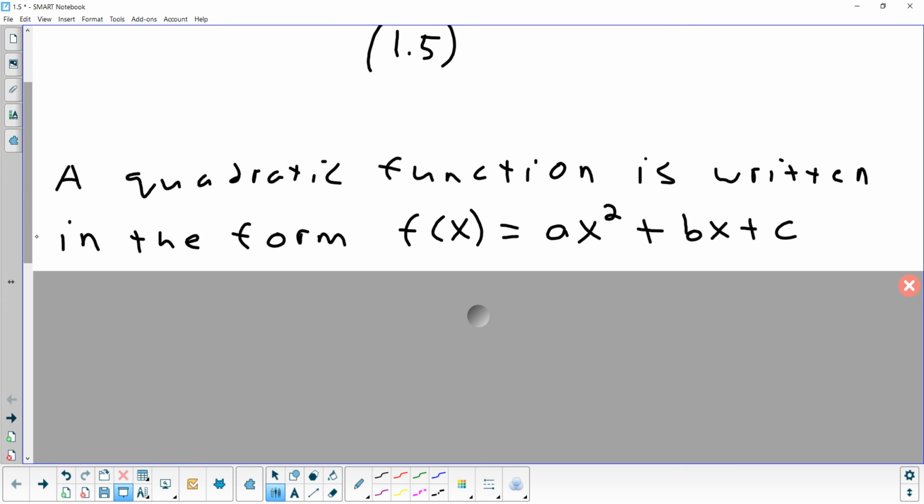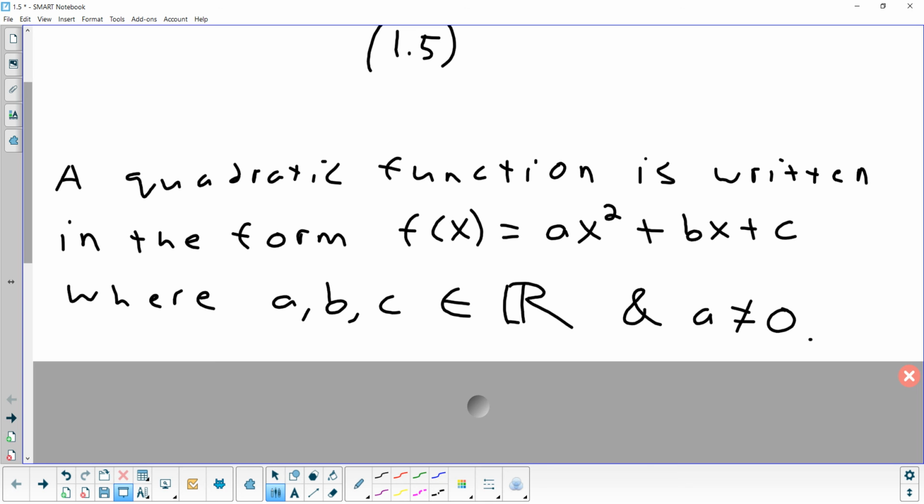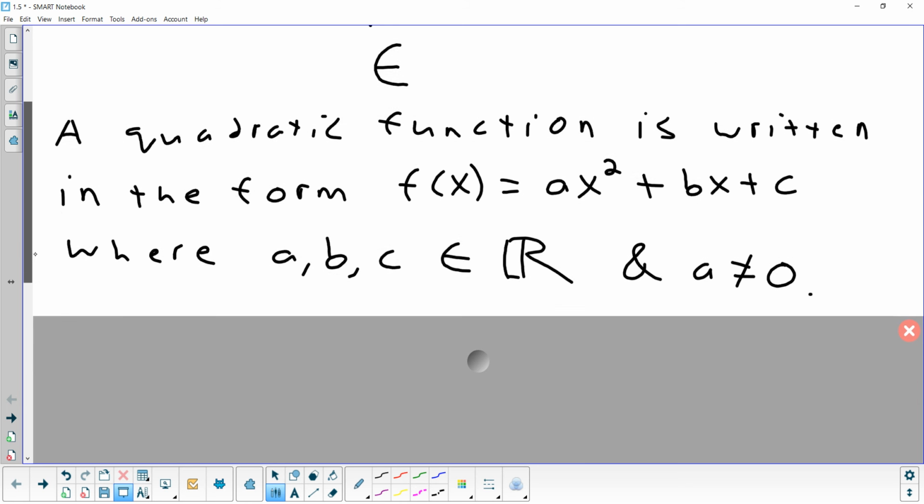Yeah, if you make a 0, then what you have is f of x equals bx plus c, which is essentially y equals mx plus b. It's the same thing. It would just be a line. You would eliminate the quadratic term. All right, so a, b, and c can be any real number that you want, except a cannot be 0. That symbol there that looks kind of like an E means element of, or you could basically say it's in the set of. So a, b, and c are in the set of real numbers, but a cannot be 0. Anything else is fine.